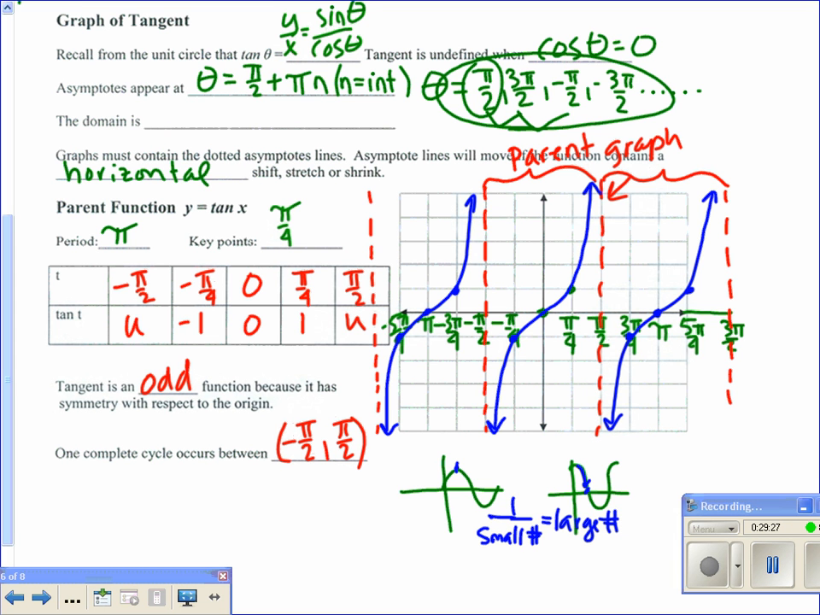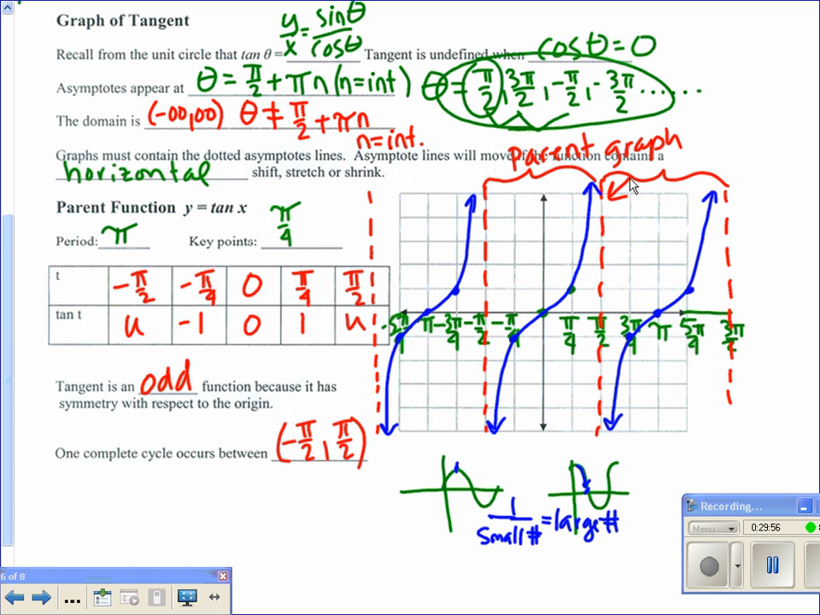So because of that, I know that the domain is all real numbers except, so negative infinity to infinity, but in this case, I'm going to use theta because I used theta up there. Theta cannot be equal to, well, where is it first an asymptote? Pi over 2 plus every pi times n, where n is equal to an integer. That gives me my vertical asymptotes at each one of those.